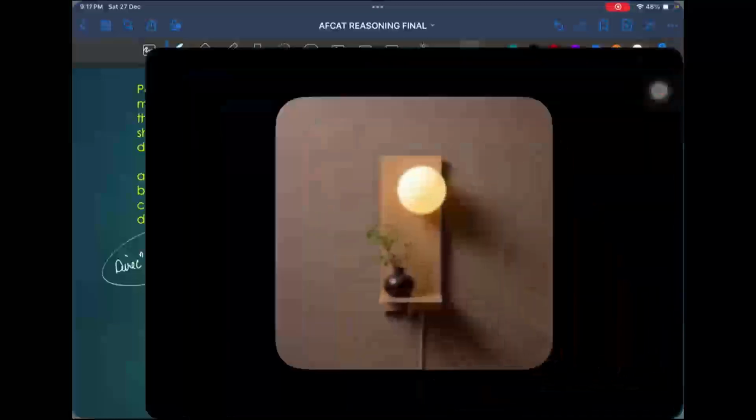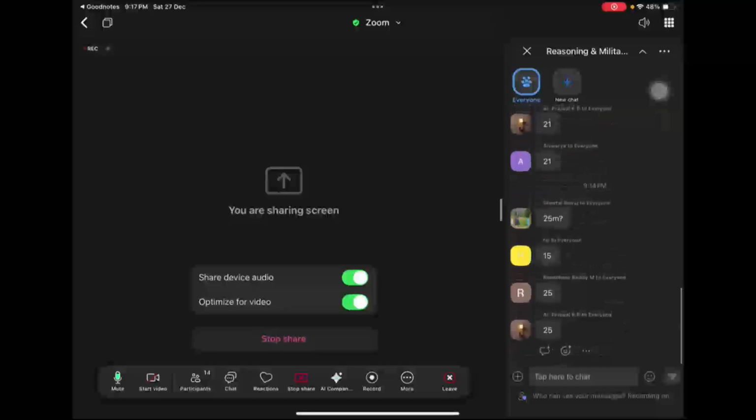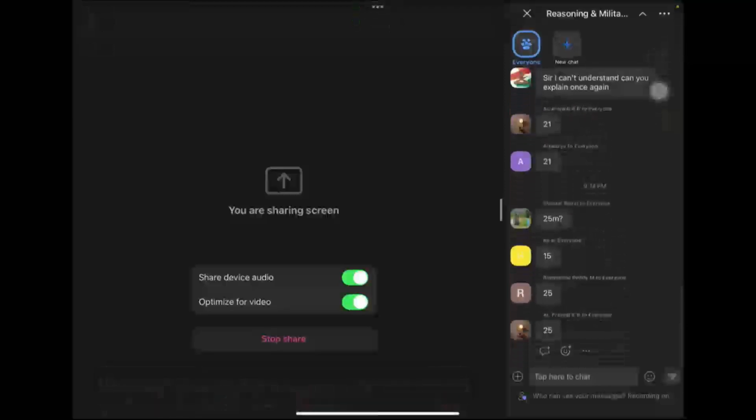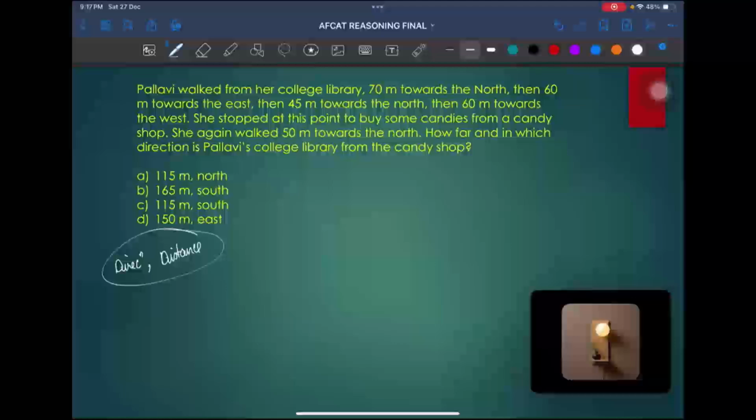Just a second, I'll just look into the chat box. And okay, 25 meters. I guess you got the clarification of your answer, right? Randir and Ritual, many of you told the right answer. Try to solve this question.